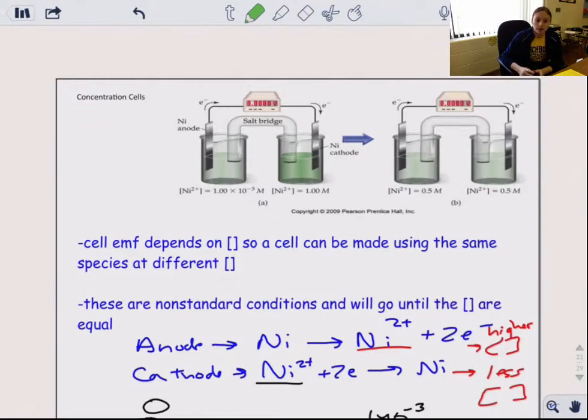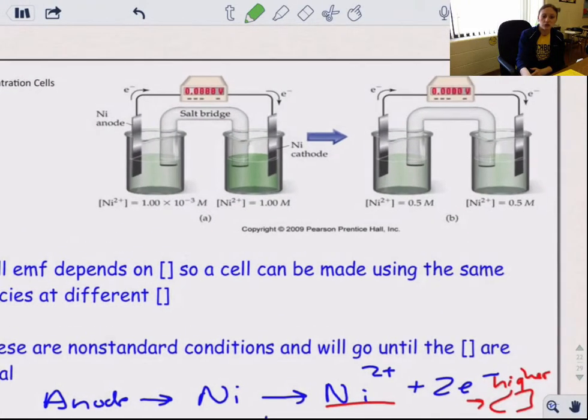What we've got going on in these top little beakers is a nickel anode and a nickel cathode, but one beaker has a much smaller molarity than the other. The one on the left has a very small molarity. The one on the right has a molarity of 1. So I have to figure out which one is going to be my cathode and which my anode. Under a standard condition, it would be 0, because I have nickel one way and nickel the other way, one the anode and one the cathode. But these are non-standard conditions again, so it's going to go until your concentrations are actually equal.